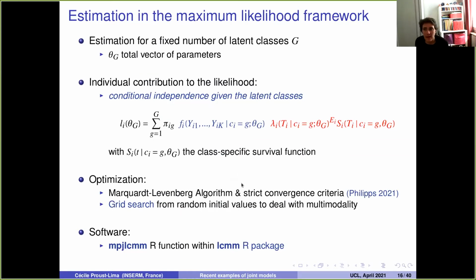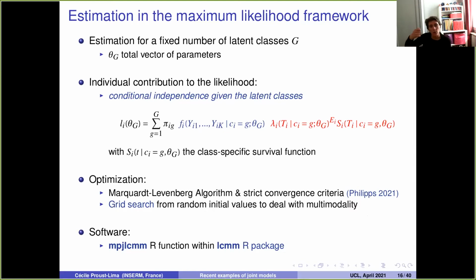If I want to estimate that, I told you that the estimation was done for a number of latent classes G, and then I can use the maximum likelihood. So compared to earlier, the only difference is that my contribution to the likelihood now includes the conditional density of all my biomarkers here, conditional to the latent class. To do that, we have to optimize numerically this likelihood to obtain the maximum likelihood, and we use for that a Marquardt-Levenberg algorithm with very strict convergence criteria that we developed and made available in R very recently. And to take into account the problem of multimodality, we use a grid search.